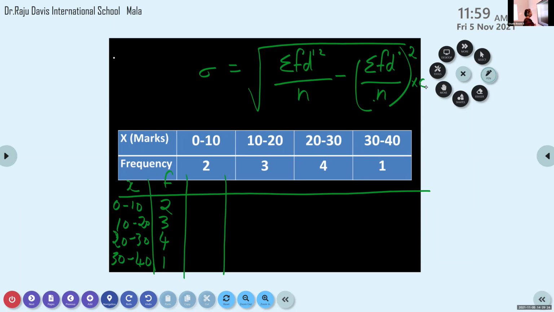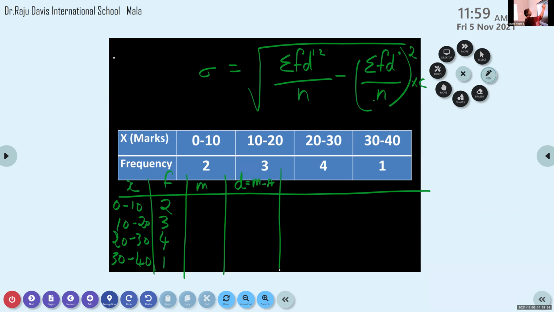So in this, first what do we have to find? D. To get the D, first you should get one more thing. What is that? M, right? We have to find M, that is the midpoint. Then only we can find D. How to find D? D is equal to M minus A.